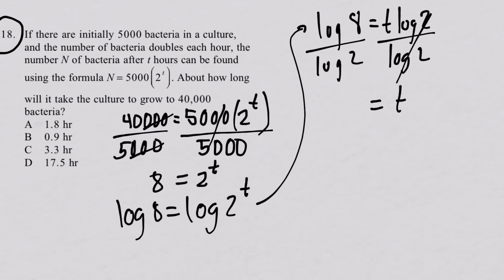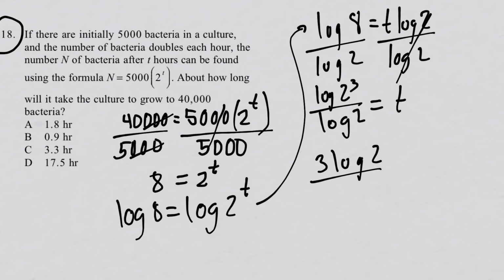Okay, and at this point, I could use a calculator to find what log of 8 over log of 2 is. I'm not going to, though. I want to continue working without a calculator. So what I notice now is that 8 is 2 cubed, right? So it's log of 2 cubed over log of 2. Next, I bring the 3 to the front using the power property again. So 3 log of 2 over log of 2 equals t. Log of 2 cancels log of 2, so t equals 3.